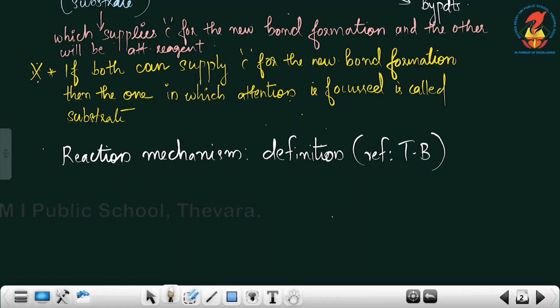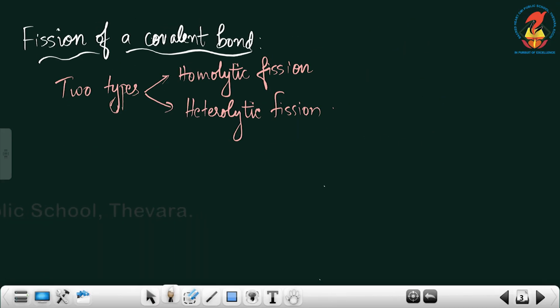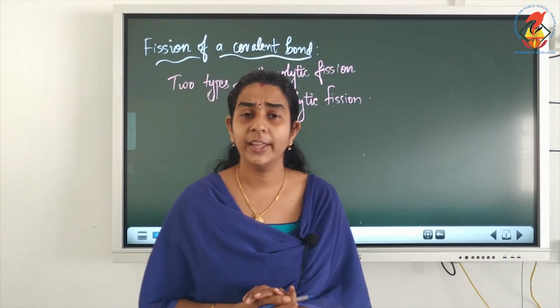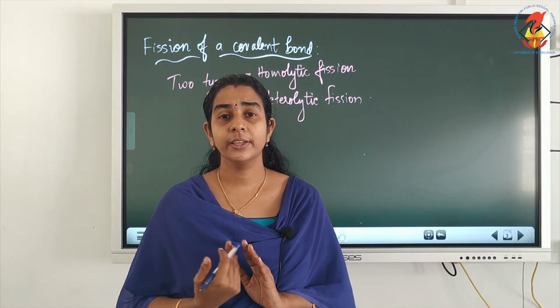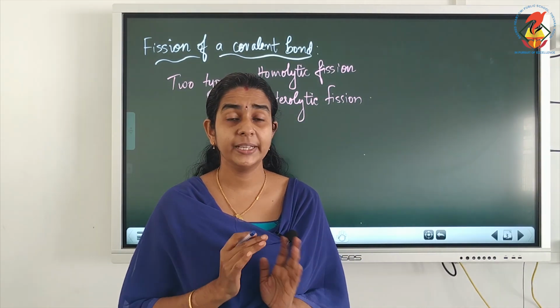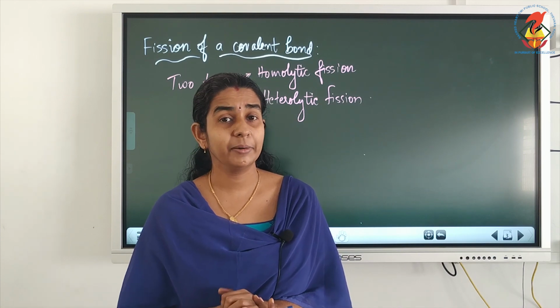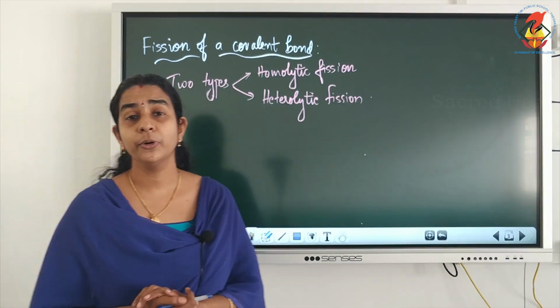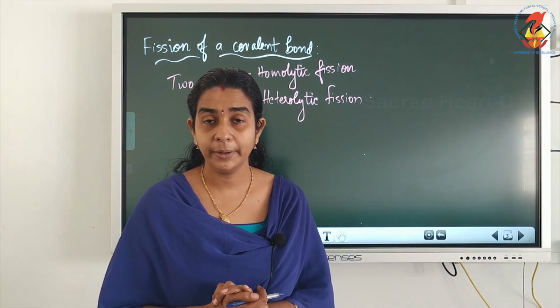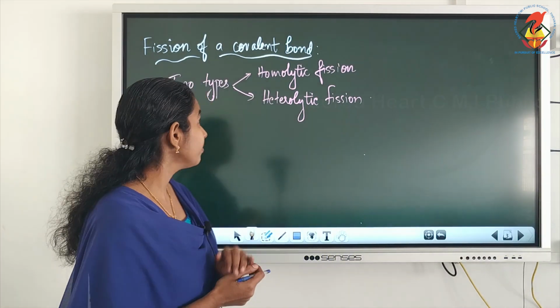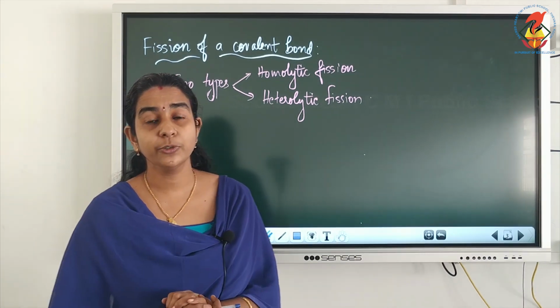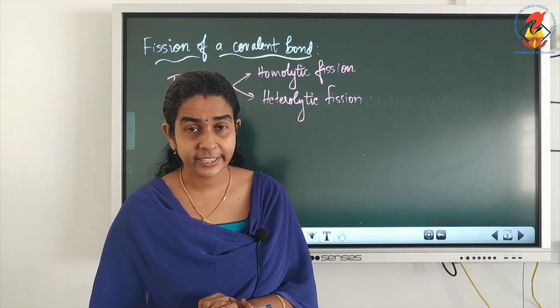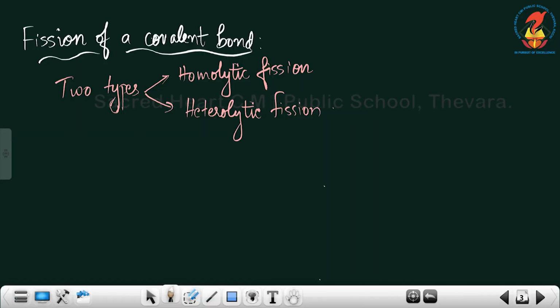Now, we will see fission of a covalent bond. We know that in organic molecules the basic skeleton is formation of carbon-carbon covalent bonds, isn't it? So, what about the breaking of a covalent bond in an organic molecule? There are mainly 2 types of fission or cleavage or breaking taking place. The first one is known as homolytic fission and the second one is known as heterolytic fission.